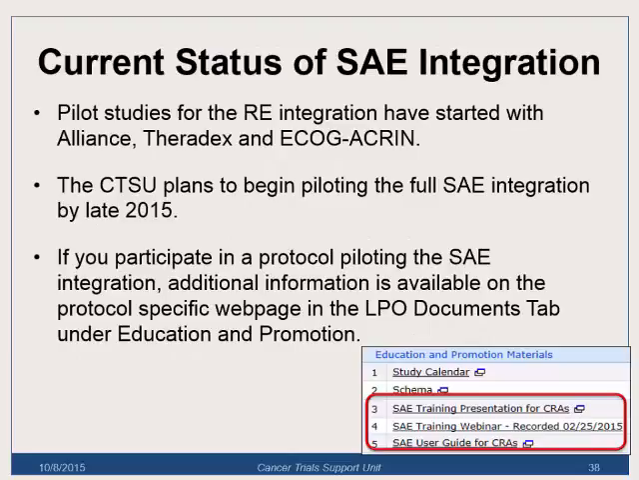The current status of the integration: pilot studies for the RE integration have started with Alliance, Theradex, and ECOG Akron. SWOG is also coming later this month. The CTSU plans to begin piloting the full SAE integration in late 2015, so this year. If you participate in a protocol piloting the SAE integration, additional information is available on the protocol-specific webpage in the LPO Documents tab under Education and Promotion, as you can see right there on the bottom of the screen.